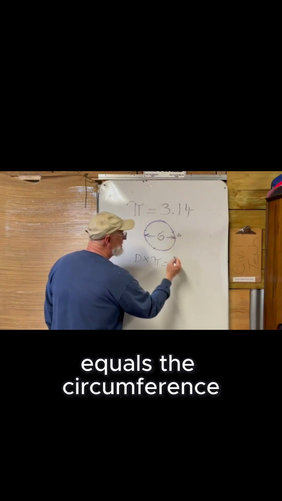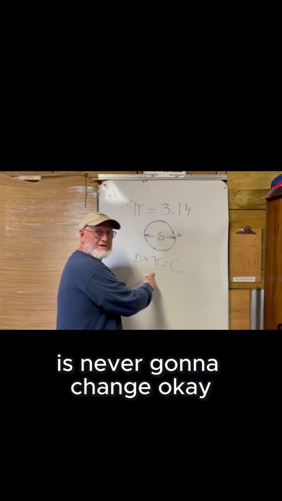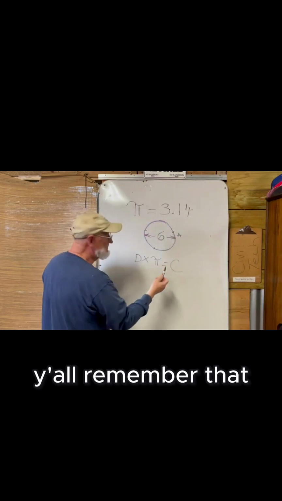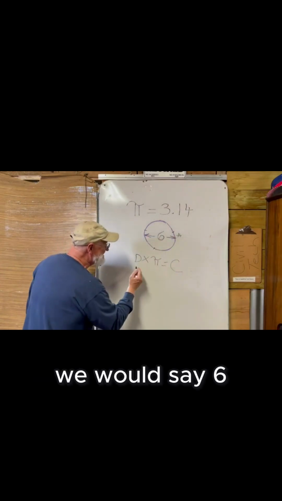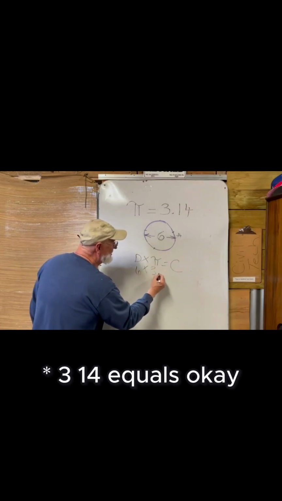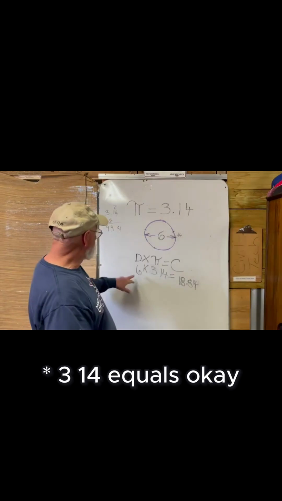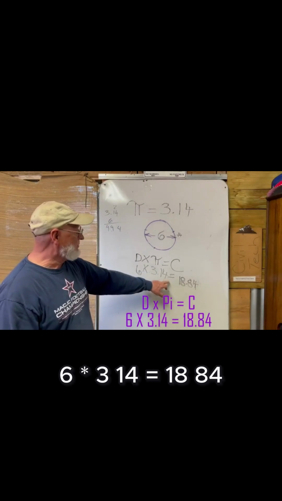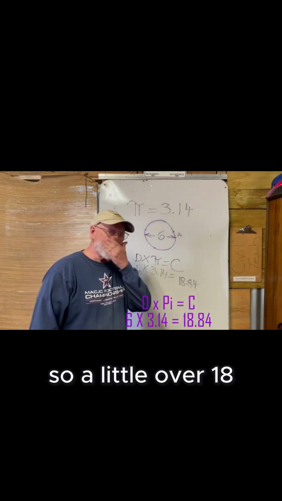equals the circumference. This pi is never going to change. That number will always be the same. That's called a constant. Y'all remember that? All right, so here, in this case, we'd say 6 times 3.14 equals, 6 times 3.14 equals 18.84. So a little over 18 and a half.